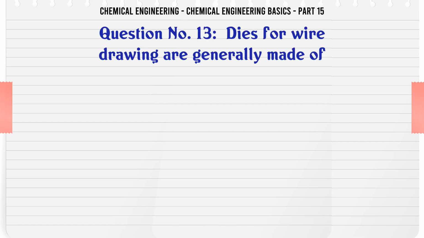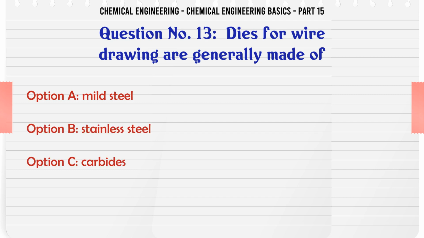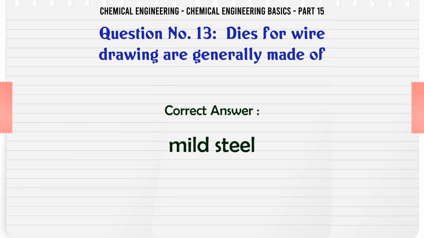Dies for wire drawing are generally made of A. Mild steel. B. Stainless steel. C. Carbides. D. High carbon steel. The correct answer is mild steel.